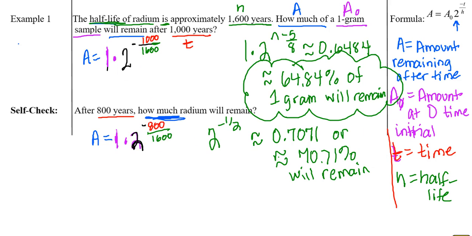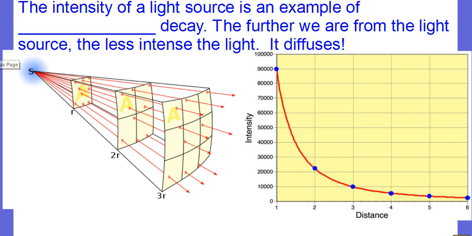Okay, so there we have one example of exponential decay. And now we're going to move on to the next example. We're going to be studying how much light can travel through, well, the intensity of light. How much can you see as it travels through different parts of the ocean? So the intensity of a light source is an example of, look at here, what do you see?